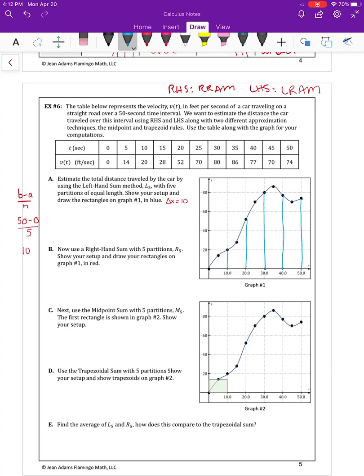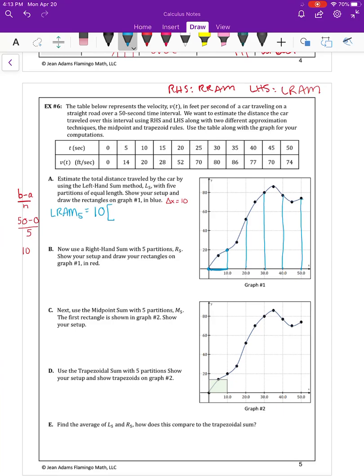And we're supposed to be in blue, sorry. I'm going to change to blue right now. So now, I'm going to mark off where those partitions will be. And since we're doing LRAM, I have to either choose this point or this point for this first rectangle here. We can see that the width of this rectangle is 10. If I choose LRAM and go this way, I'm going to have 0 here, right? That's my LRAM. This is my left hand. This is my right hand.